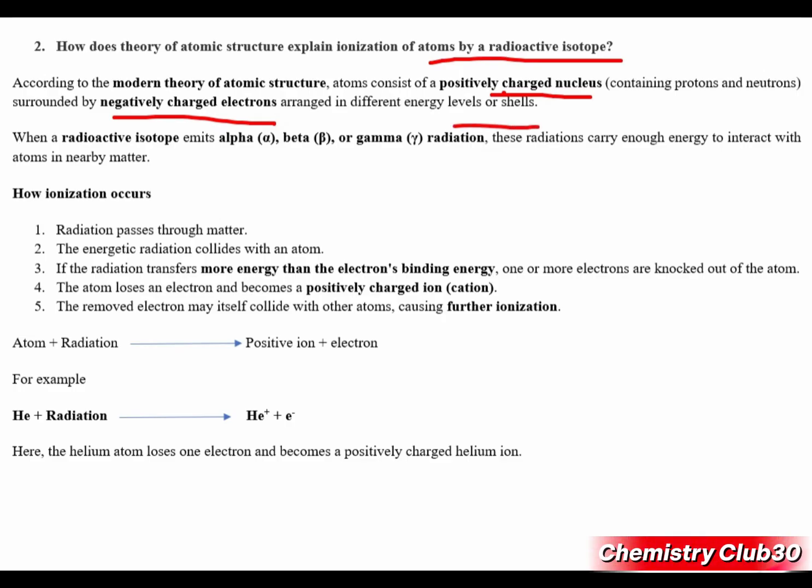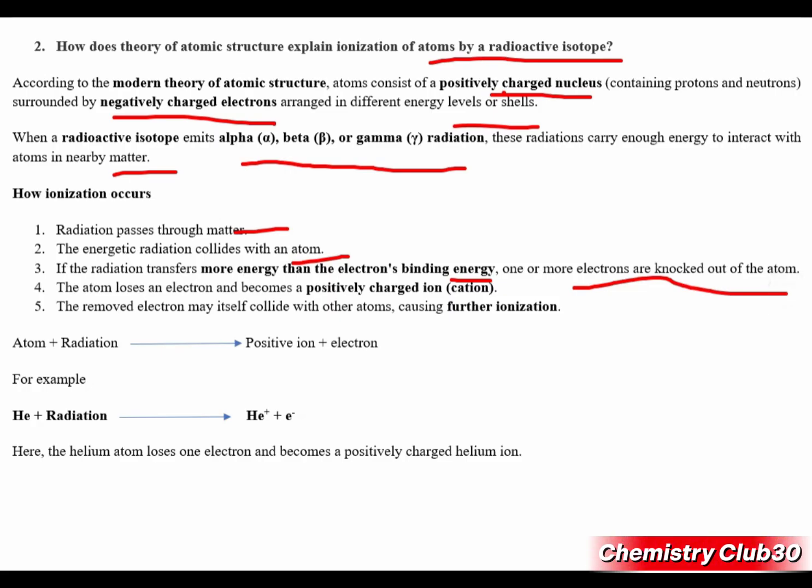When a radioactive isotope emits alpha, beta, or gamma radiation, these radiations carry enough energy to interact with the atoms in nearby matter, and these radiations can pass through the matter. The energetic radiations collide with the atom. If radiation transfers more energy than an electron's binding energy, that is the energy that keeps the electron bound with the nucleus of the atom, one or more electrons are knocked out of them.